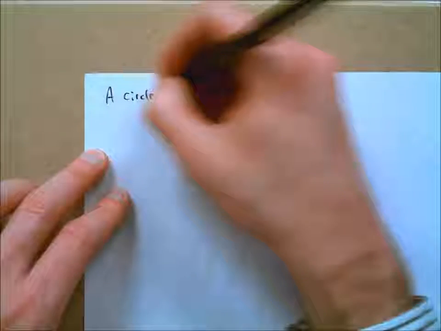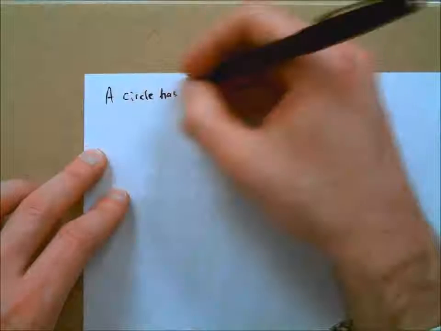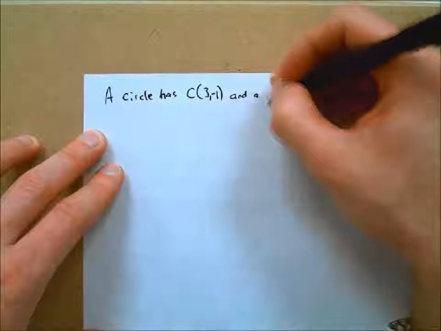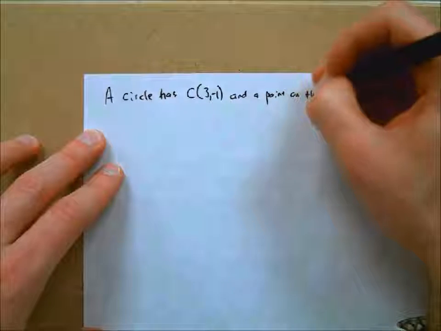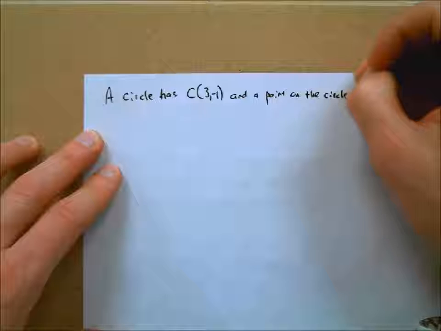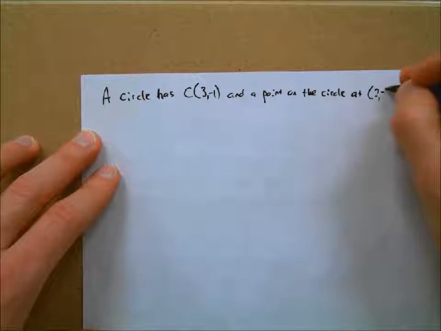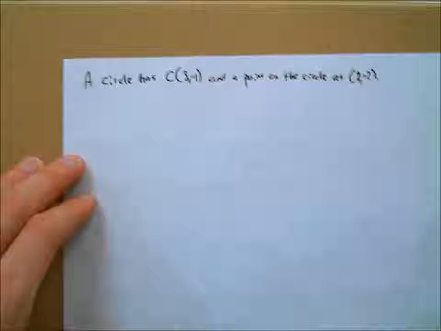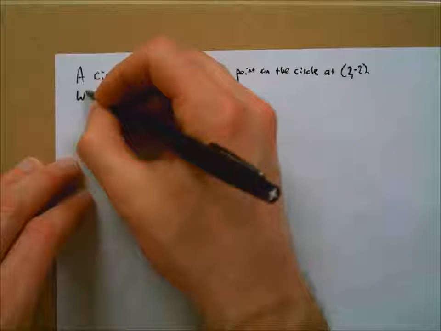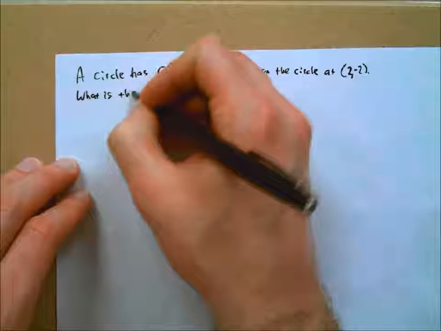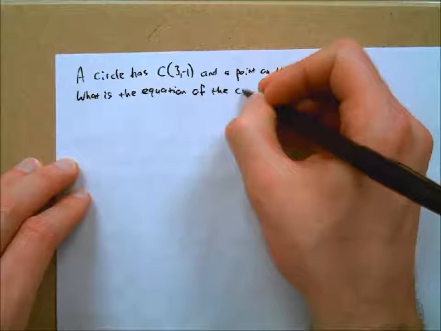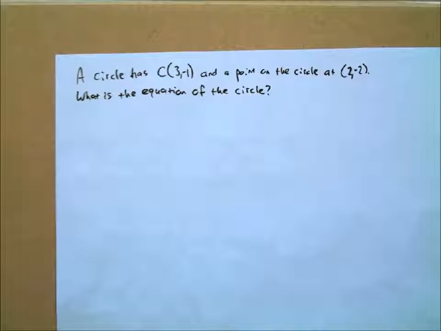All right, a circle has center at 3, -1, and a point on the circle at 2, -2. Oops, I'm off the screen. There we go. What is the equation of the circle?